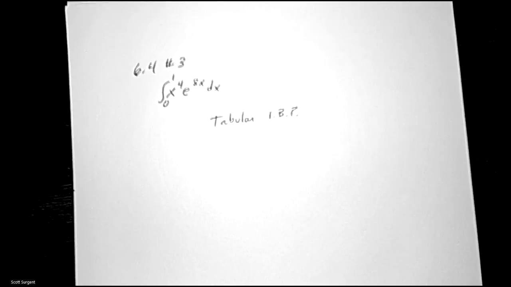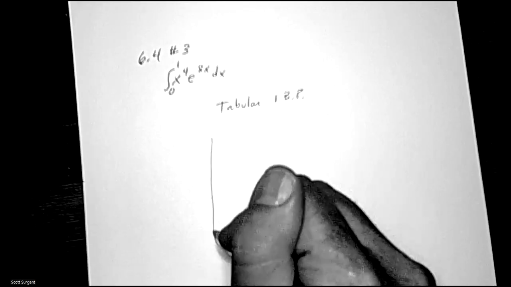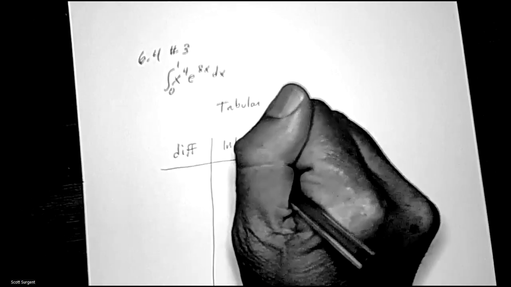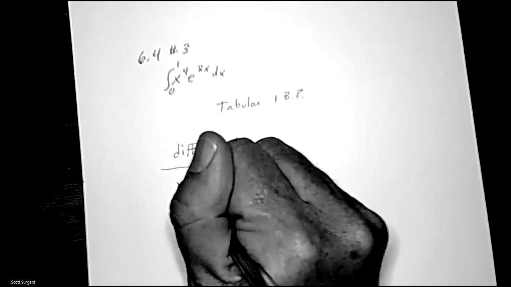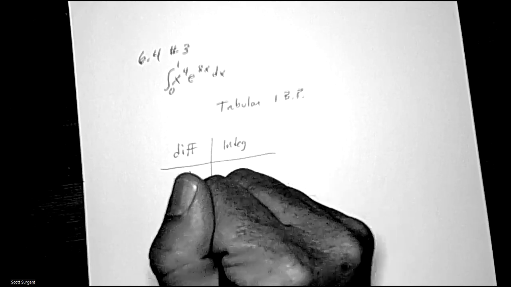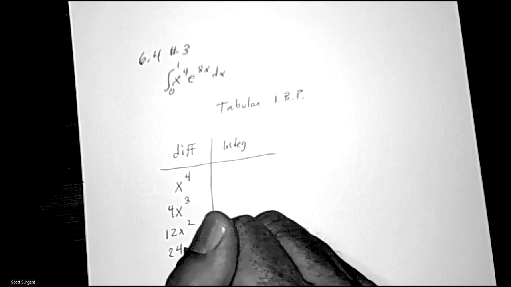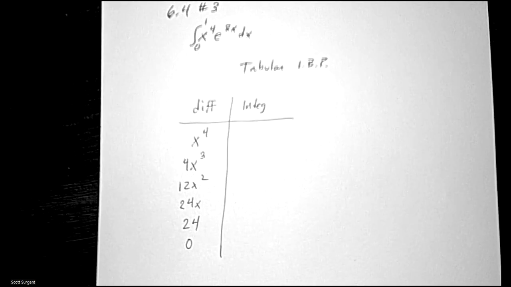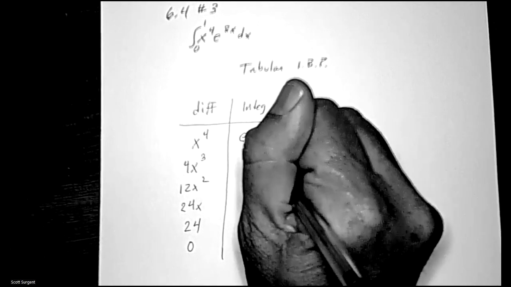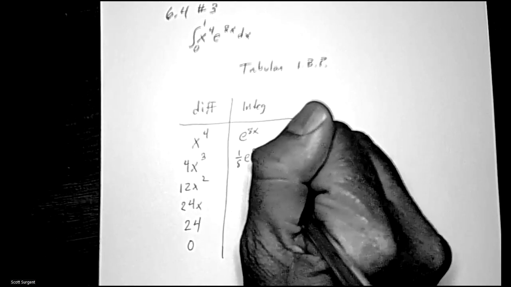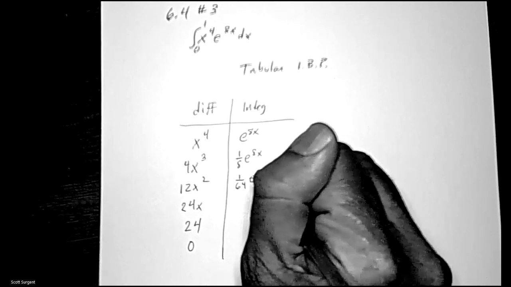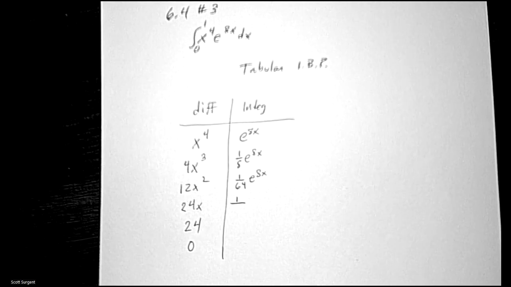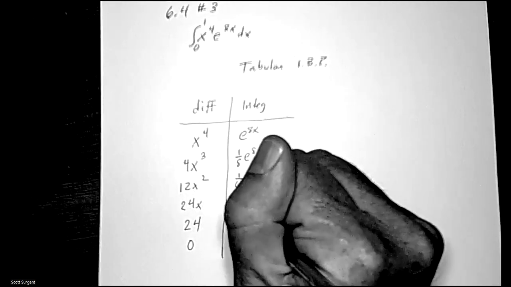IBP is integration by parts. There's a couple ways to do this. I tend to do it vertically; that's the way I was taught. Take the term that is a polynomial and differentiate it all the way down to zero. Then integrate the other one. What's going to happen here is you're going to get powers of eight. So it's going to be 64 times 8. It's going to be 512.